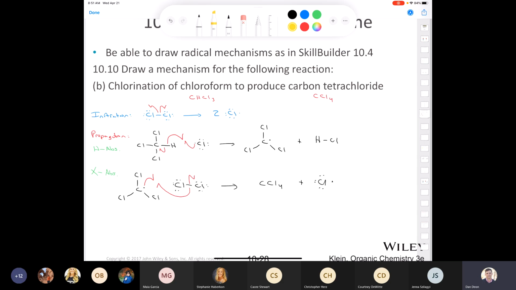Now, again, I'm not going to spend all my time canceling out everything here, but you see that the chlorine radical cancels, as does the carbon radical. And so what's the net reaction, right? You start with CHCl3 plus Cl2, and that gives you CCl4 plus HCl, right? That's the overall reaction. Chloroform plus chlorine in the presence of heat or light gives you carbon tetrachloride plus HCl.